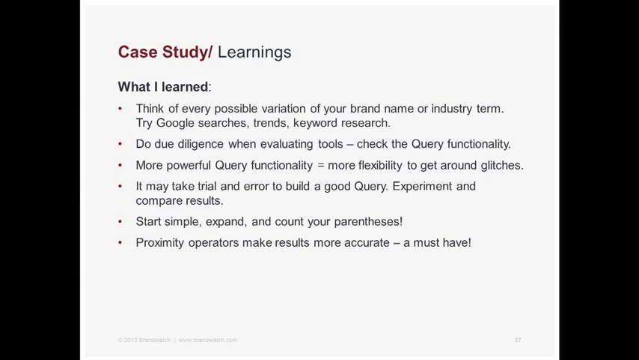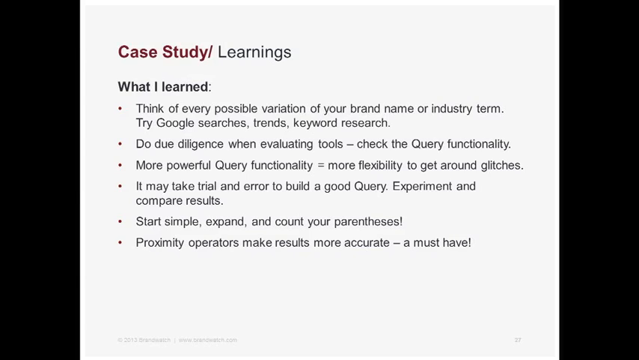So I learned a lot doing this case study. I discovered that when you really think about it, there's a lot of variations of brand names and industry terms, and there's a lot of places that you can go to look for other ideas because you might not remember everything. So try Google searches on your brand name or those industry terms. Google Trends, do keyword research, look in Wikipedia. There's all sorts of different resources on how you can find variations of your brand name or industry terms that you want to query.